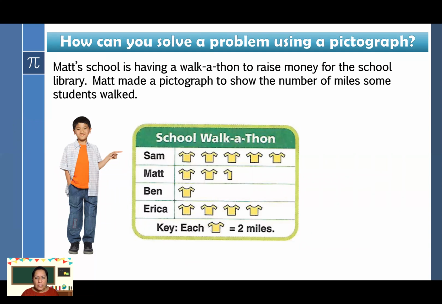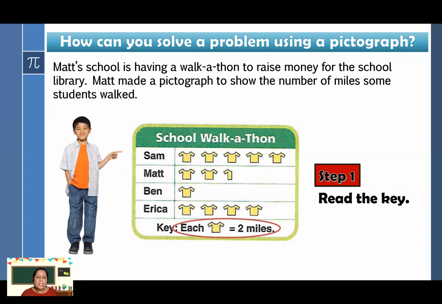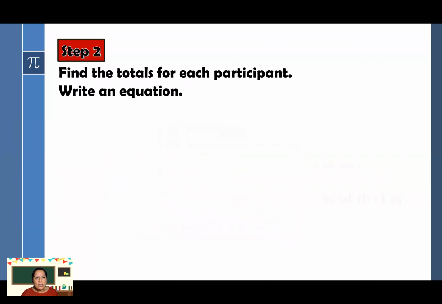So now I notice that he made some pictures here. So step number 1 is first read the key. The key is telling me that each t-shirt that Matt drew equals the distance of 2 miles. Now I'm going to use that information to do step number 2, which is find the totals for each participant. And I'm going to write an equation to explain how I found that number.